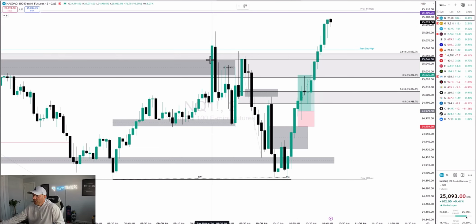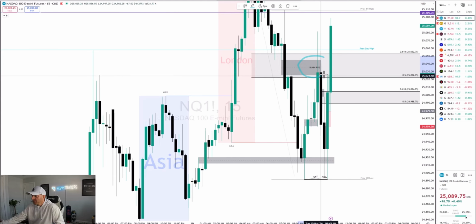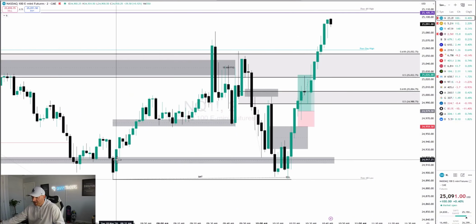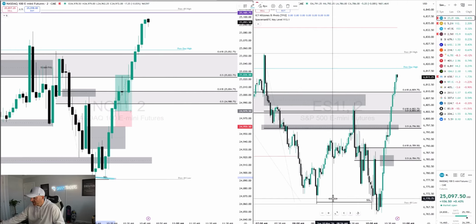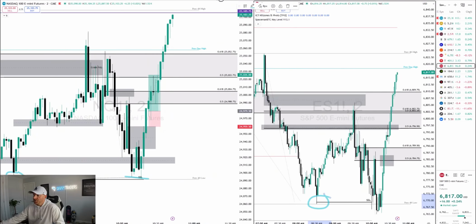We open. We actually hold this 15-minute imbalance right here, right? So then we push down. We then create an SMT down at the bottom. So we took this low on ES, but not NQ. So if you look at ES down here, see how we took that low right there, but not on NQ. So I'm like, okay, we have an SMT down at the bottom.